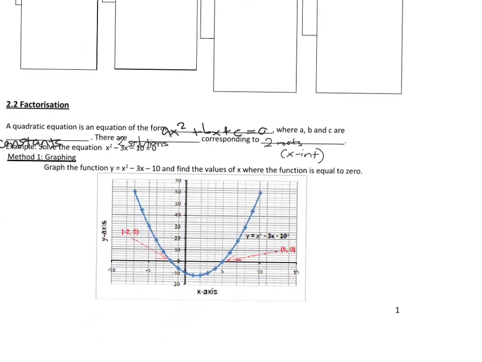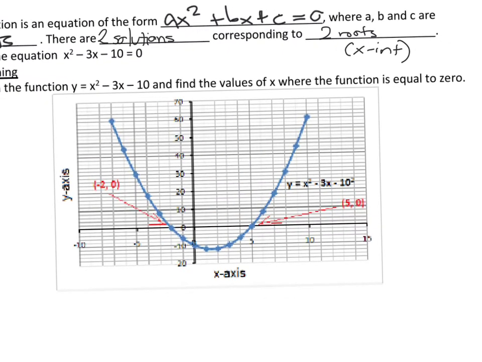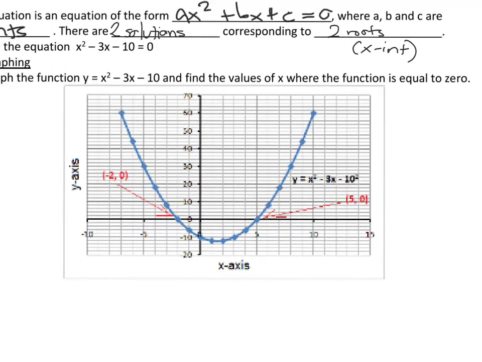So if we look down here at this graph here, and this is the graph of x squared take 3x take 10. All right, so we've got this graph here, and imagine we were going to say that's equal to 0. Let's find the value of x squared take 3x take 10 when it equals 0. Well, that's going to be when y equals 0, and we know when y equals 0 on a graph, that's actually the x-intercepts.